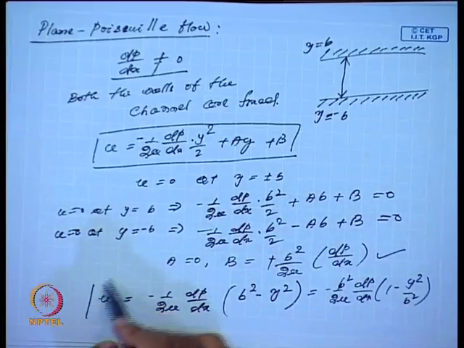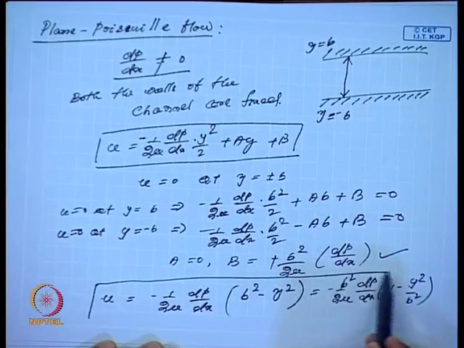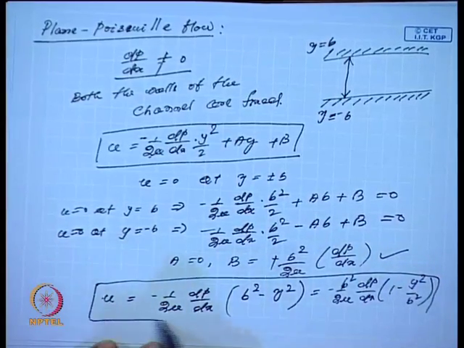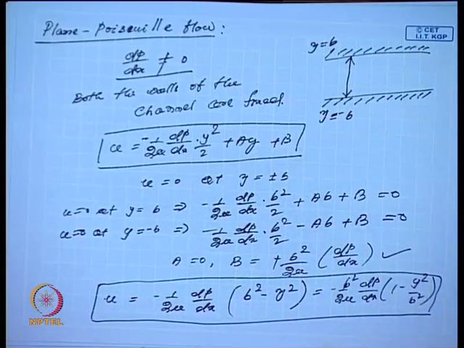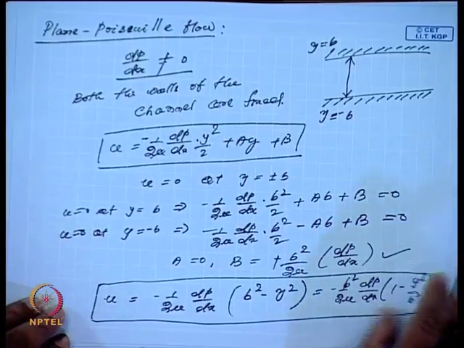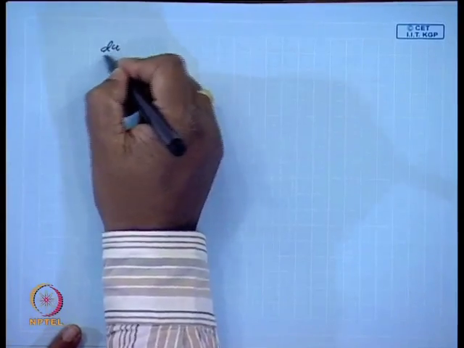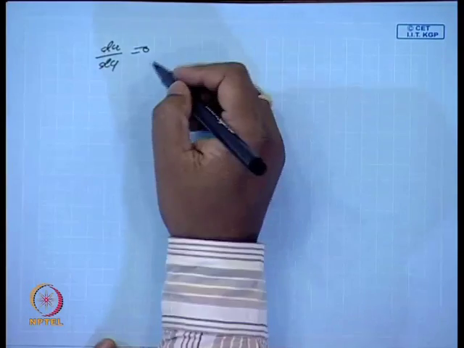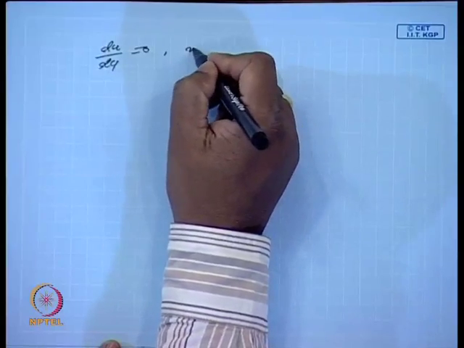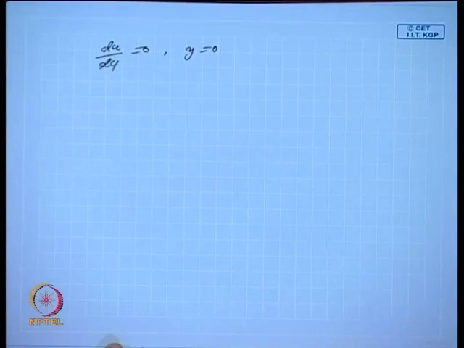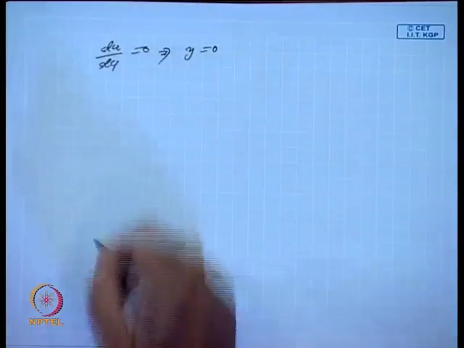This is the general pattern of the distortion of the flow, and here dp by dx is non-zero. So, this is the general pattern, and if I look at what will happen, du by dy is 0. If du by dy is 0, that means to know where the flow is maximum, it can be easily seen that at y is equal to 0 the flow will be maximum.